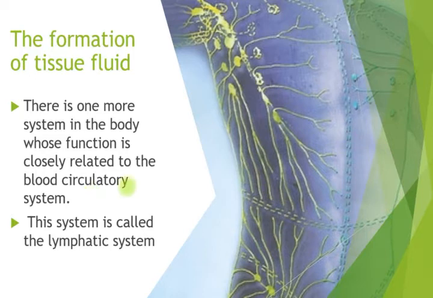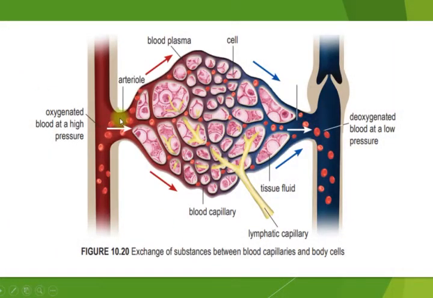Actually, what is a tissue fluid? Tissue fluid refers to the fluid that constantly bathes the cell. Let's take a look at the diagram here. This is our artery, and this is the arteriole, and this is the capillaries, the blood capillaries. And then this is our venule, and this is the vein.